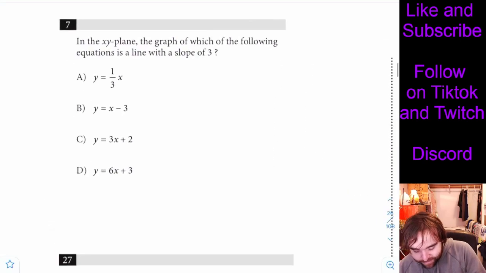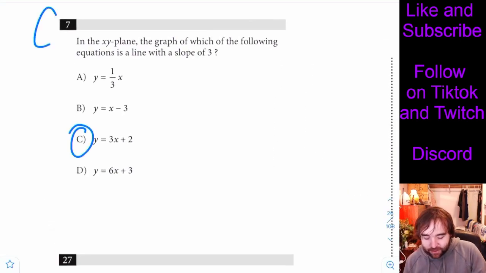Which one has a slope of 3? My goodness, easy, easy. Slope-intercept form. Z, C.